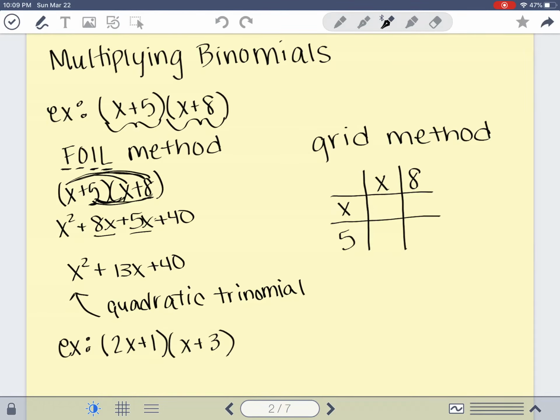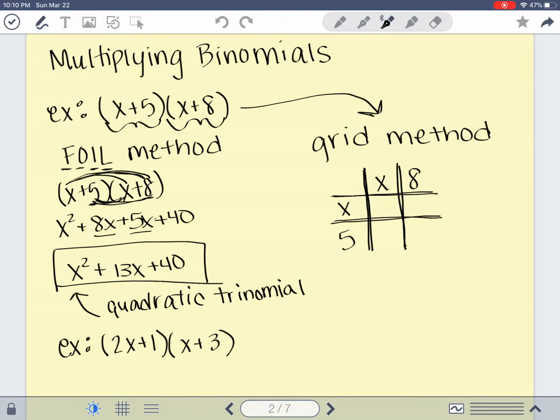All right, so I'm going to show you a second method of doing the same exact problem. So we are still doing the same problem, so we should get x squared plus 13x plus 40. Okay, so notice right here, I've made a little grid here. I've got my x plus 8, and I've got my x plus 5. All we're going to do is multiply based on the grid.